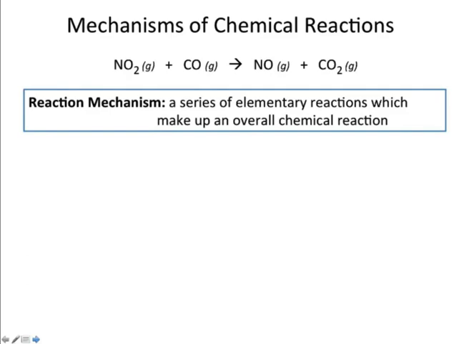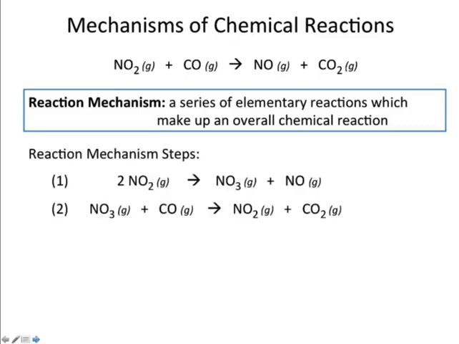It's a series of elementary reactions which make up an overall chemical reaction. Again, the steps along the road to go from reactants to products. For this reaction, here's a possible mechanism. First we take two NO2 molecules, react them together to form NO3 and NO. And then you take the NO3 and react it with carbon monoxide to make NO2 and CO2. Now, one thing about a mechanism is it does need to add to the overall reaction.